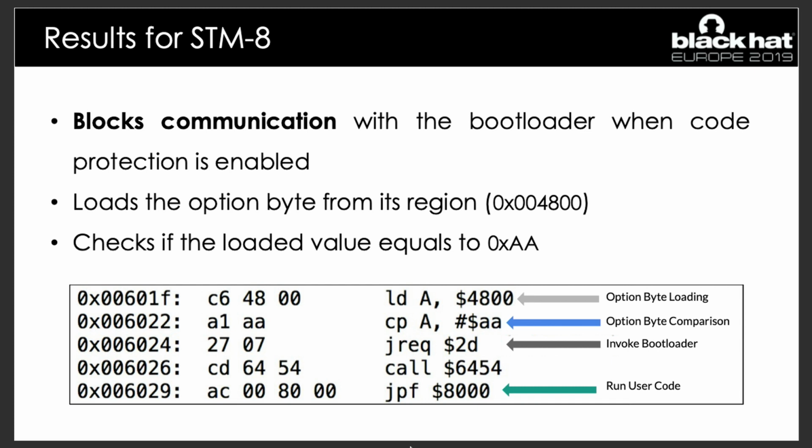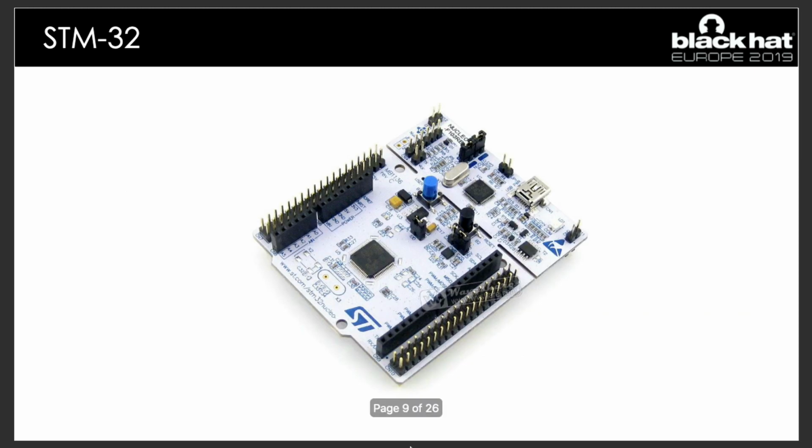Here in the assembly snippet, we can see that it is loading some values from the address 4800. This is the address where the code protection value is flashed. Depending on this value, it will compare it and decide to invoke the bootloader or run the user code. So it's a pretty simple device, not a lot of features. So yeah, we think it's secure because it doesn't allow any communication with the bootloader whenever the protection is enabled. So we go for the STM32.